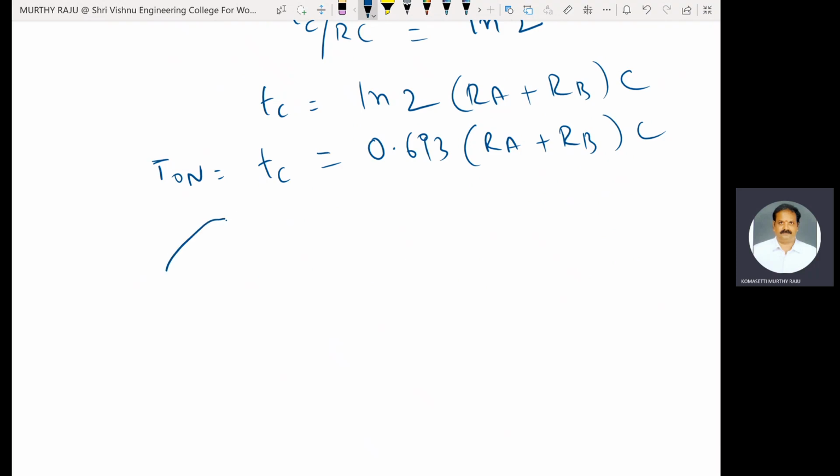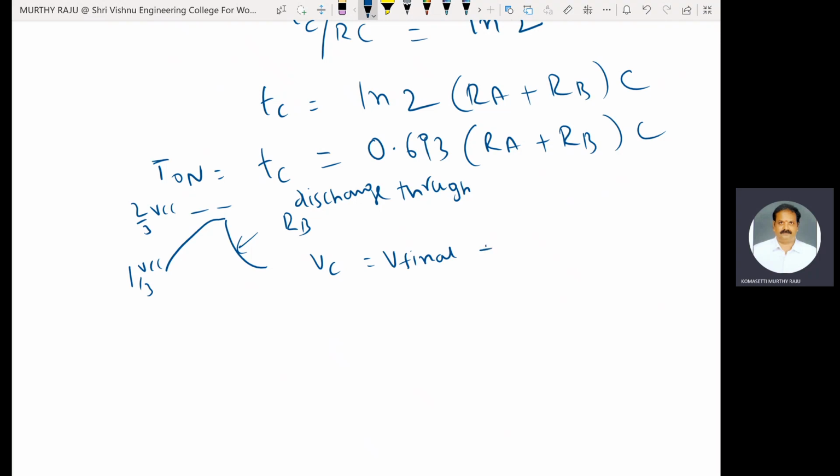This one is charging, this one is discharging, between 1/3 VCC and 2/3 VCC. Here the capacitor discharges through the RB resistance. Therefore, again we use VC is equal to V final plus V initial minus V final into e power minus t by RC.